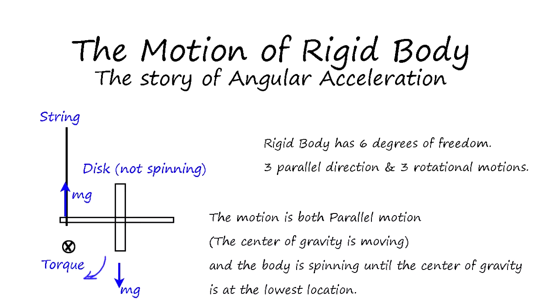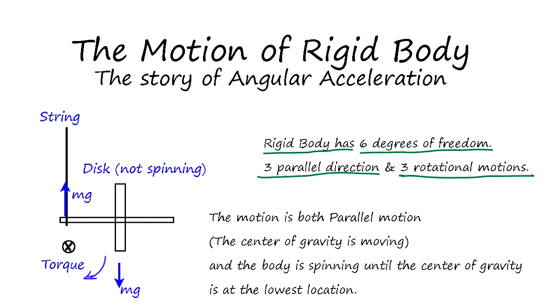Motion of rigid body. What happens to rigid bodies? A rigid body is like a body that doesn't have elasticity. A rigid body has 6 degrees of freedom: 3 parallel directions and 3 rotational motions. That means it can move in the x, y, z directions, and it may also rotate without a fulcrum. It rotates around the center of gravity, and there are 3 different ways to rotate.